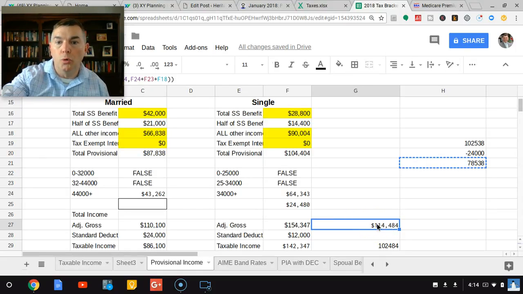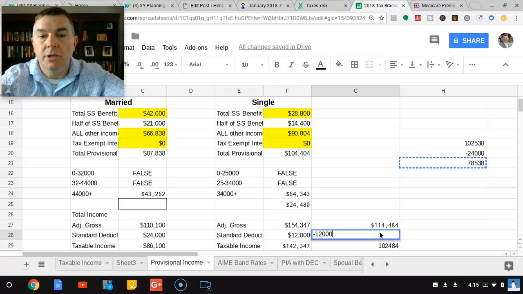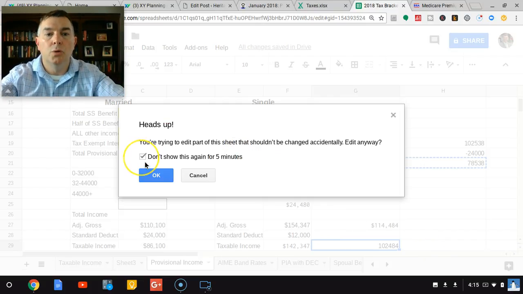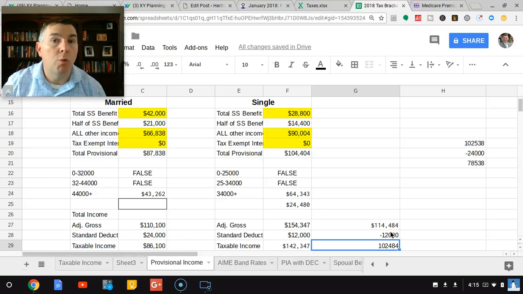$114,484 is her total adjusted gross income. We subtract $12,000 because she does have one standard deduction, and that gives us taxable income of $102,484. Now, she only has one standard deduction, which means $12,000 is more subject to income tax because Bob is dead. So not only does she have significant RMDs, but she lost almost $13,000, $14,000 of Social Security, and she also has another $12,000 of taxable income because Bob no longer is alive, so his standard deduction is gone. Now her taxable income is $102,484.